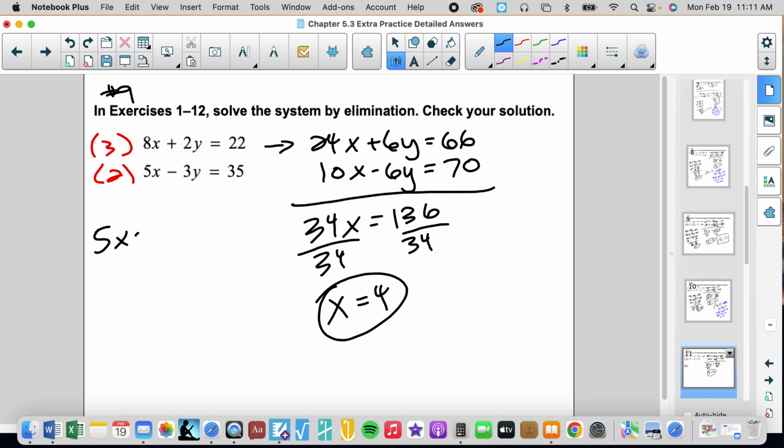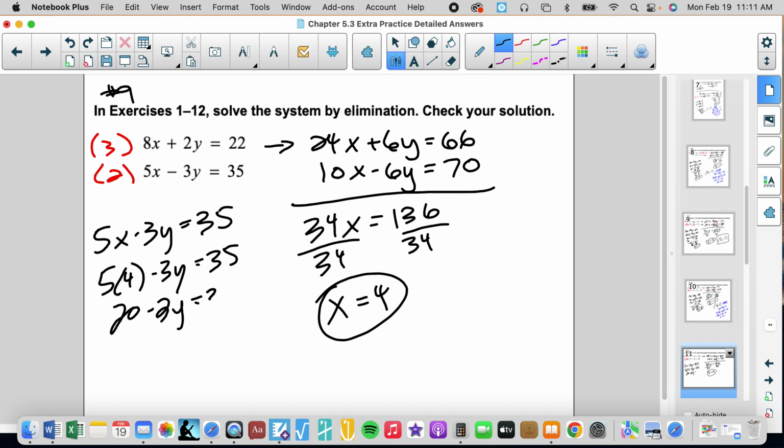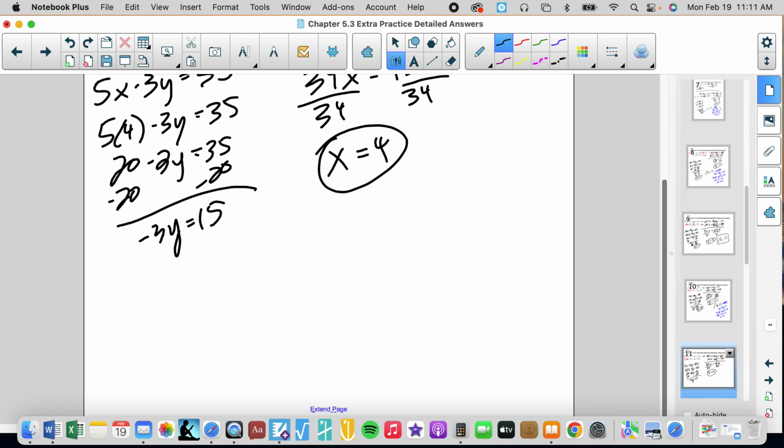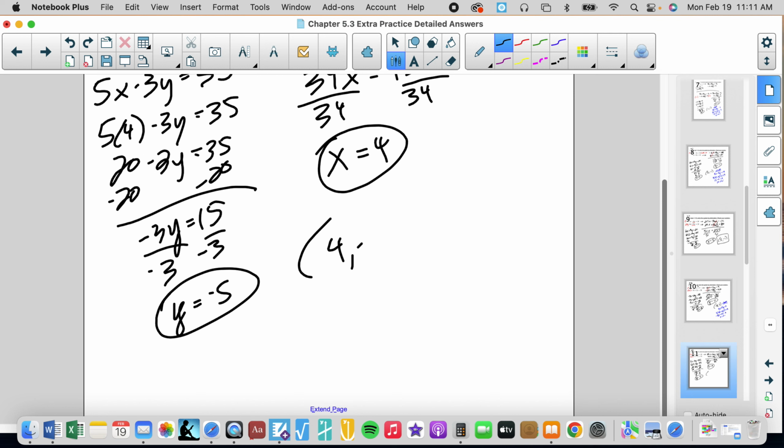Let's take an equation. An original equation is usually best. 5 times 4 minus 3y equals 35. 20 minus 3y equals 35. And you see how fast I go through this. The reason is because I'm so familiar with this, that I've done it so many times that I know where it's leading. 4, -5, check.